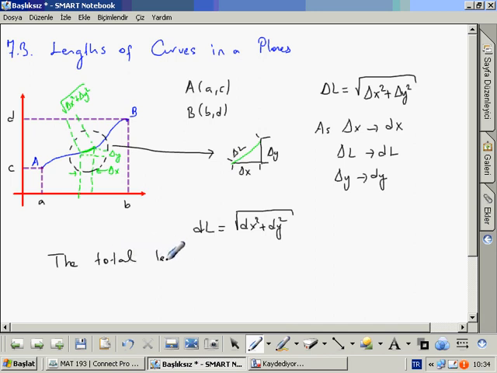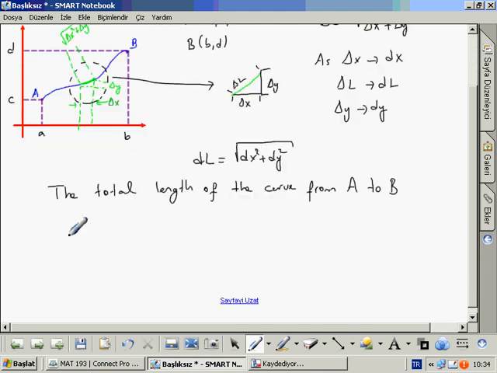The total length of the curve from point A to point B equals the integral from A to B of del L, which equals the integral from A to B of the square root of del x squared plus del y squared.